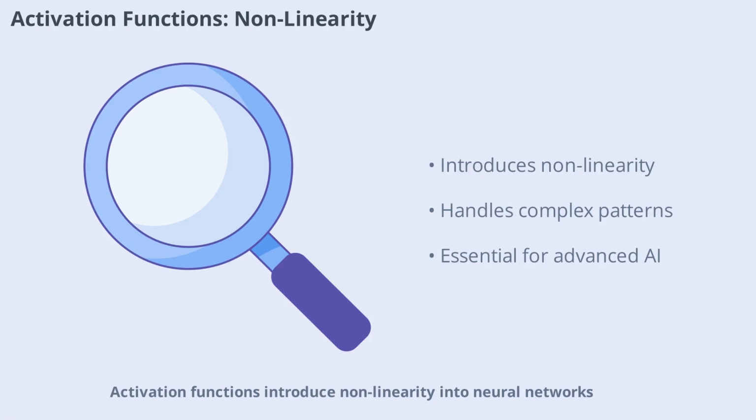Activation functions introduce nonlinearity into neural networks, allowing them to learn complex, real-world patterns. Without activation functions, networks would be limited to solving basic linear problems. By applying mathematical formulas to neuron outputs, activation functions enable the network to handle tasks like speech recognition and facial analysis, making them essential for advanced AI.